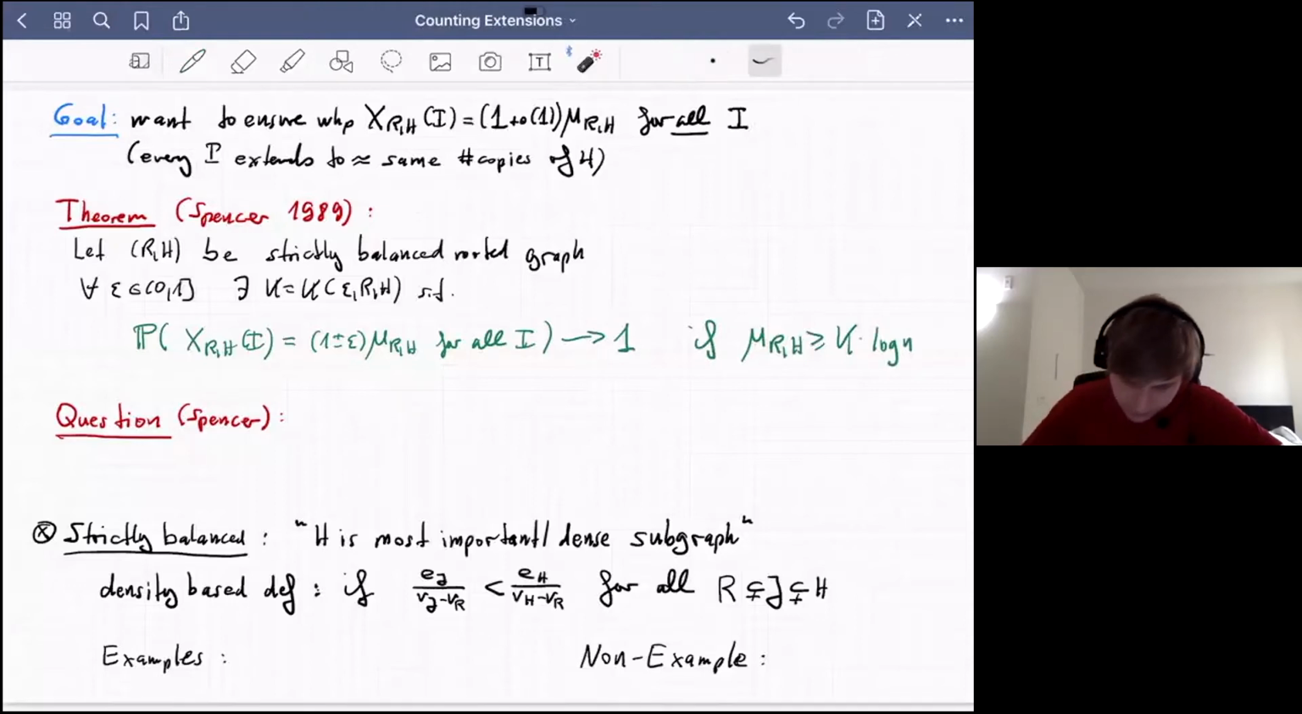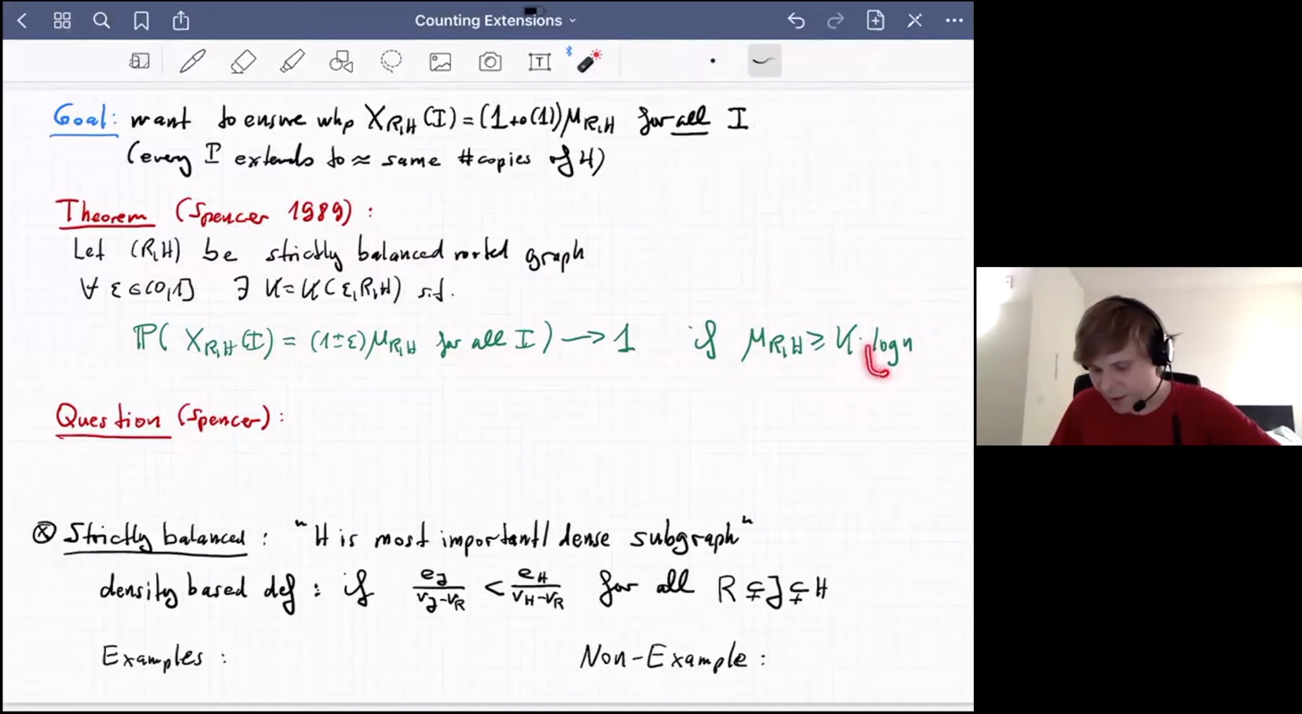Again, what is the statement? We fix some rooted graph, which is nice, in this case strictly balanced. And he showed that if the expected value is sufficiently large compared to log n, then no matter which set I you're looking at, you always have the same number of extensions to H in this rooted sense. Maybe we're intuitively familiar with this kind of statement: the log n appearing is very typical for coupon collector type problems, where you need to make sure that everything is hit.